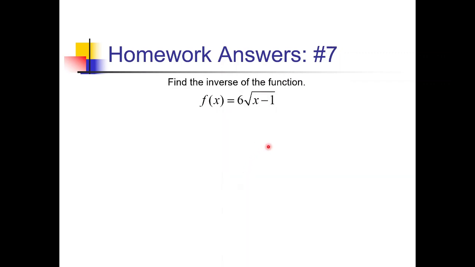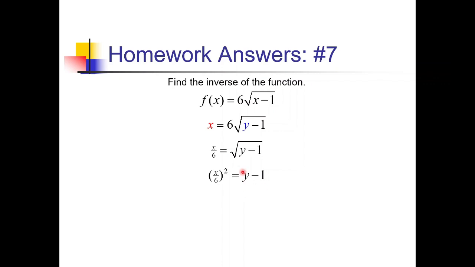For this problem, we're trying to figure out the inverse of 6 radical x minus 1. So to start the process, we're going to switch x and y. So we'll write x equals 6 radical y minus 1. And then I'll go ahead and solve for y. So my next step to getting y by itself, I have to divide by 6, so x over 6. And then to undo this square root, I have to square both sides. So that gives me x over 6 squared equals y minus 1.